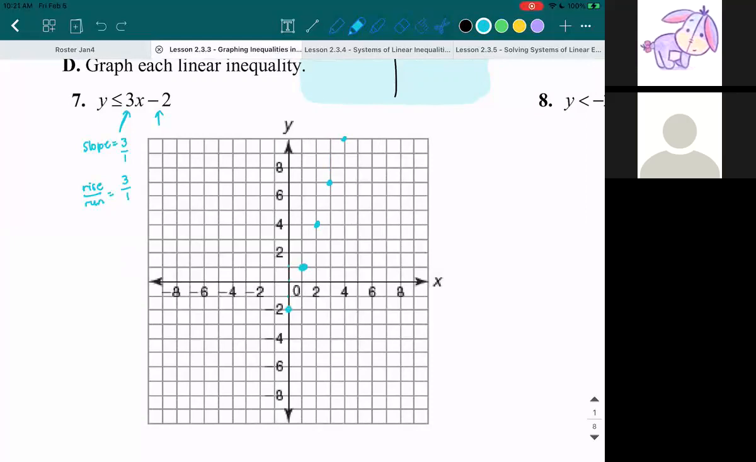Okay, and now let's take a look. Do we want to connect this with a dotted line or a solid line? Take a look at your symbol. Is it dotted or solid? Hopefully you are saying solid. It is solid because of the equal to line.